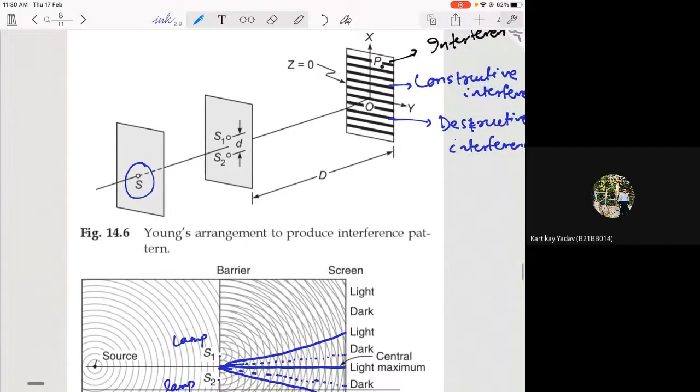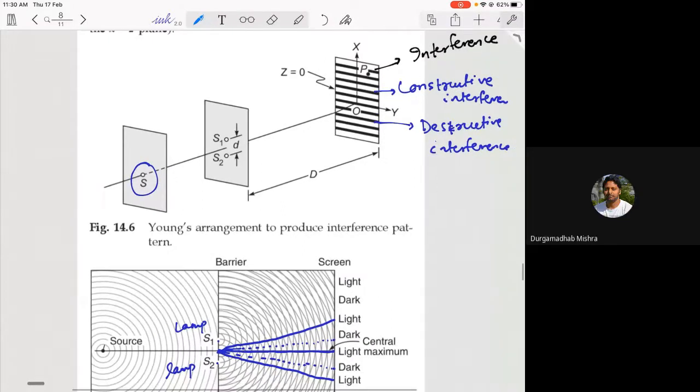Sir, for interference, it's a necessary condition that we should get a pattern. Yes, we should get this constructive and destructive fringe pattern. That is when we will say there is an interference. Otherwise, not.